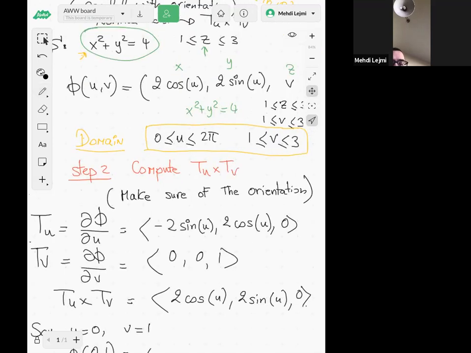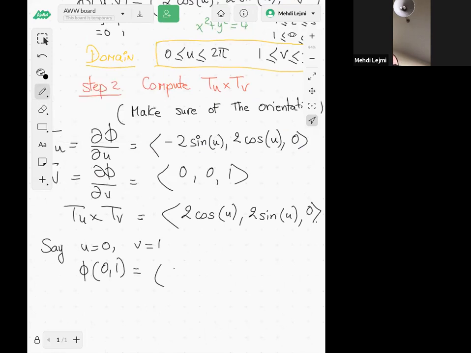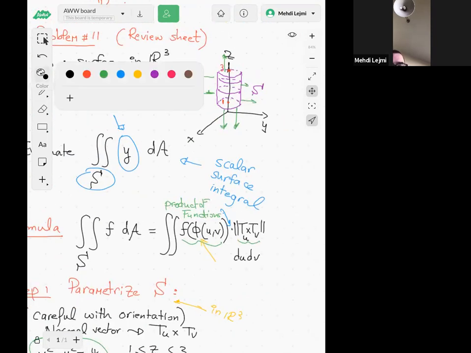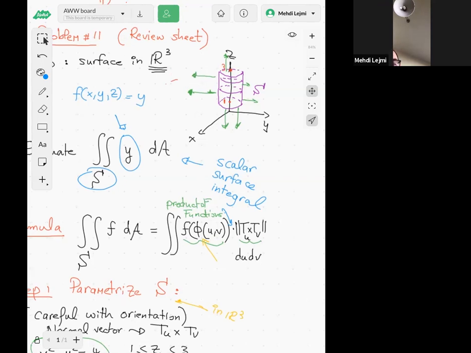So here's my phi. u here is 0, and v, we said, is 1, right? So that would be 2, 0, 1. So it's going to be the point 2, 0, 1. Where's the point 2, 0, 1? If you want to plot the point 2, 0, 1, it would be 2 in the direction of x, 0 in the direction of y, and 1 in the direction of z. So that would be this point here. This is the point 2, 0, 1.